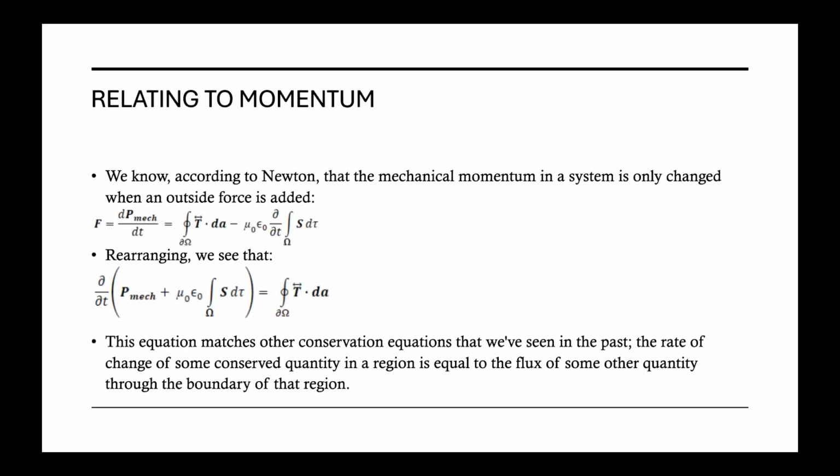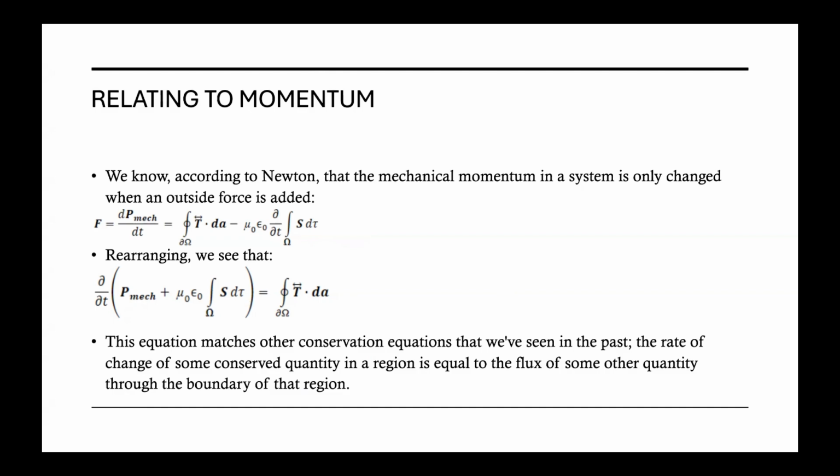Okay, so let's relate this back to momentum. We know that according to Newton's second law, the time derivative of the mechanical momentum of some system is F. So we can relate that back to our total F of our whole system. So we see that the time derivative of the mechanical momentum is this flux of T minus this time derivative of S over the region. And then we can get the time derivative on both sides. And so we see that d over dt of P mechanical plus mu naught epsilon naught integral over omega of S d tau is equal to the flux of T through this region.